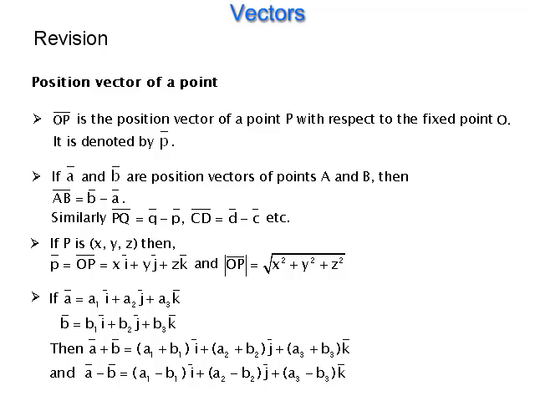If A bar equals A1 i bar plus A2 j bar plus A3 k bar and B bar equals B1 i bar plus B2 j bar plus B3 k bar, then A bar plus B bar equals A1 plus B1 i bar plus A2 plus B2 j bar plus A3 plus B3 k bar, and A bar minus B bar equals A1 minus B1 i bar plus A2 minus B2 j bar plus A3 minus B3 k bar.